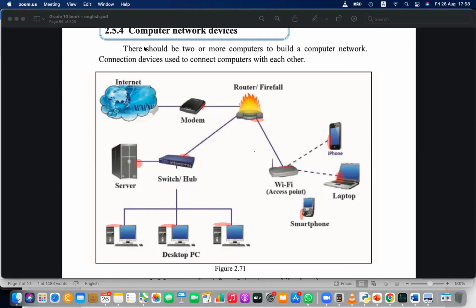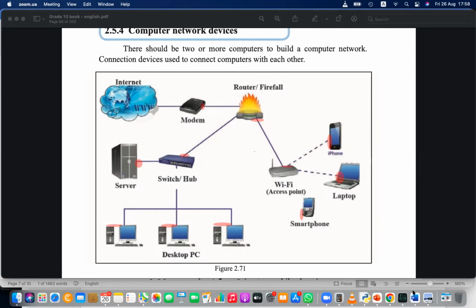Anyway, there should be a network. Modem, router, those are there. But mainly, let's say end user devices. End user devices means devices that we are using. Devices that people are using, not the intermediate device. This modem, router, switch, Wi-Fi, these things are intermediate devices. But you can see the desktop, laptop, smartphone, iPhone, these things are end user devices. We are using that finally.